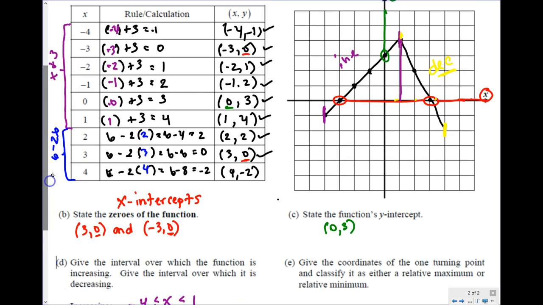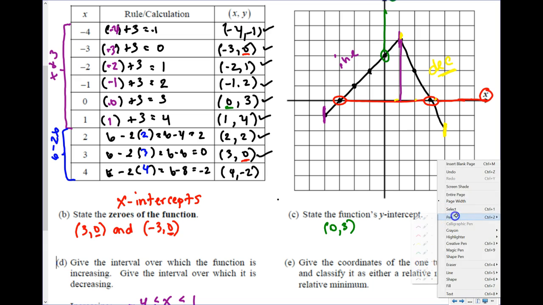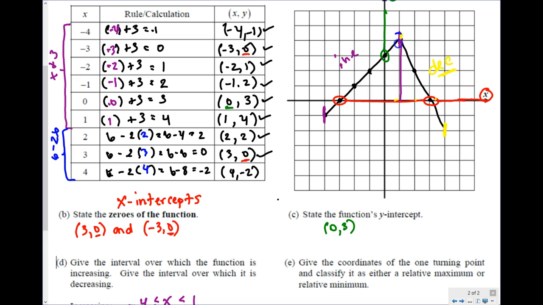Well, this one's pretty simple. The only turning point on this whole graph is this top point right here. That's my turning point. And I'm really, really sorry about my pen, guys. I don't know why it's doing this. So there's my turning point.